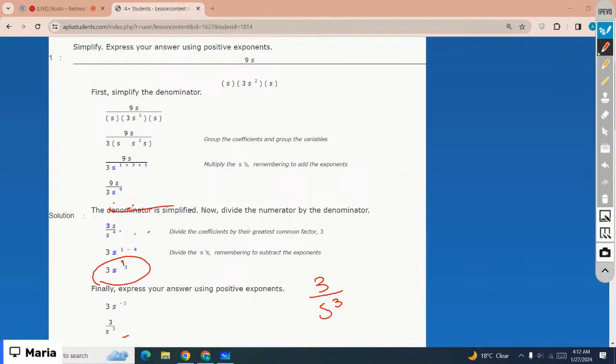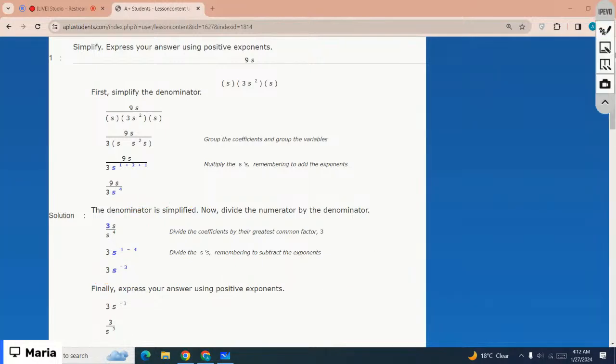So if you have any question related to the lesson we have just finished, you can please ask. Yes, the correct option is 3 divided by s cube. Let's just start with the practice questions.